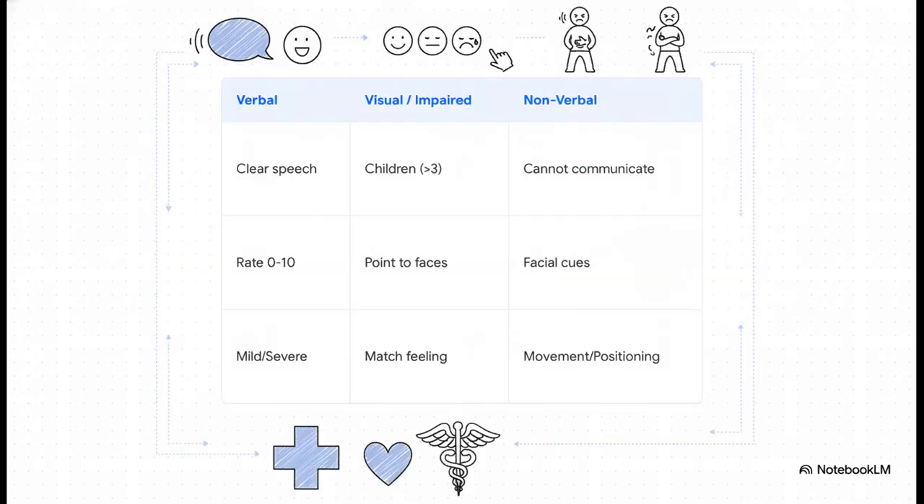But how do we measure pain when every single patient communicates differently? Well, here's your pain assessment toolkit adapted for every scenario. If the patient is verbal, just ask them to rate it from 0 to 10. Super simple. If they're visually or cognitively impaired, like a child over 3 or maybe an adult with dementia, use the FACES scale and have them point to how they feel. And if they're completely nonverbal, that is when your observational skills really shine. Score them based on facial cues like frowning, restless movement, or guarding their body. You've got to adapt your method to the patient sitting right in front of you.